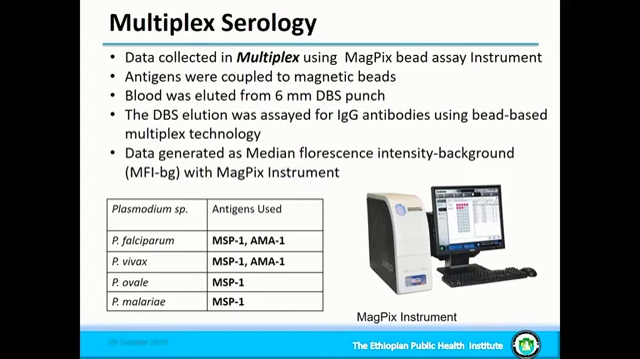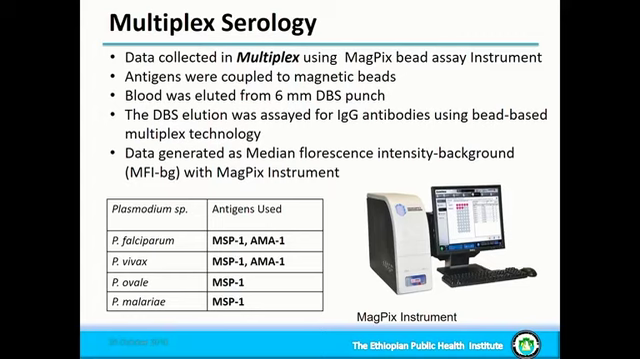So in terms of methodology, we used the MAGPIX instrument that you have seen in the picture. So data was collected in multiplex. Antigens were coupled to magnetic beads according to the manufacturer's procedure. Blood was eluted from the DBSs. Then the DBS elution was assayed for IgG antibodies. Data from this machine was generated as median fluorescent intensity minus background from the instrument that you see here.